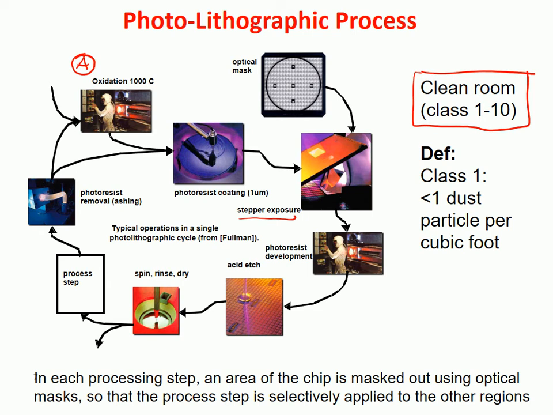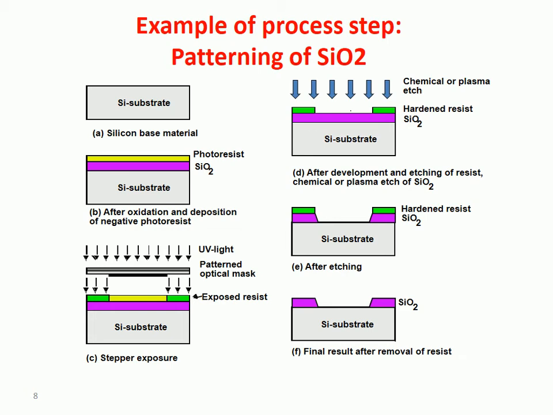So before we close the loop, let's look at an example in order to understand exactly what it means. This is an example of a process step. We want to pattern some SiO2. SiO2 means silicon oxide. For example, the silicon oxide is required for the gates of the transistors. We only need to have a layer of silicon oxide where we have the gates of the transistor. And of course, then we need to pattern it. And it goes like this.